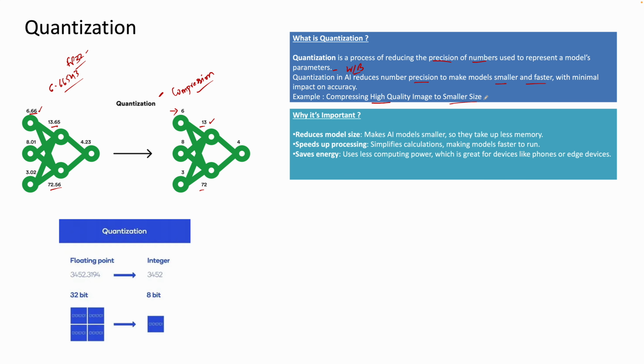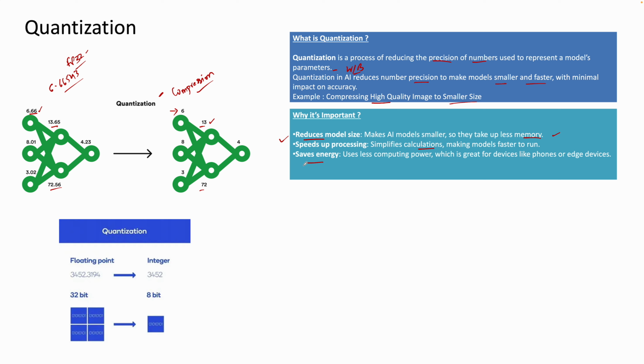Now, the question arises, why is it important? Because it reduces the model size. It's very important to reduce the model size, especially when you talk about bringing LLMs to your own hard disk or your local storage, right? You want the models to be smaller. So quantization helps to make the model smaller so that it takes up less memory. Pretty self-explanatory. If a model is small, it will take less memory and need less computational resources. It speeds up processing because your calculations would be simpler and your model will run faster. Obviously, if a CPU has to do less work, your models will run faster.